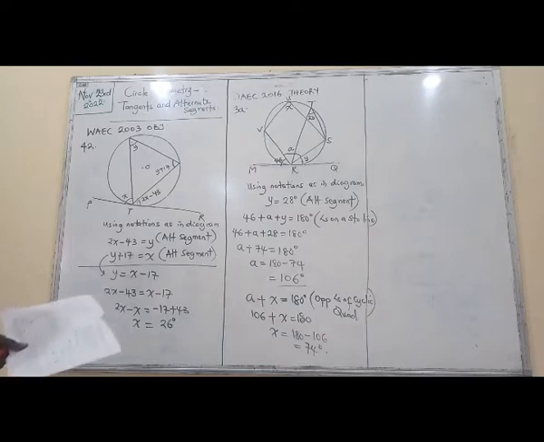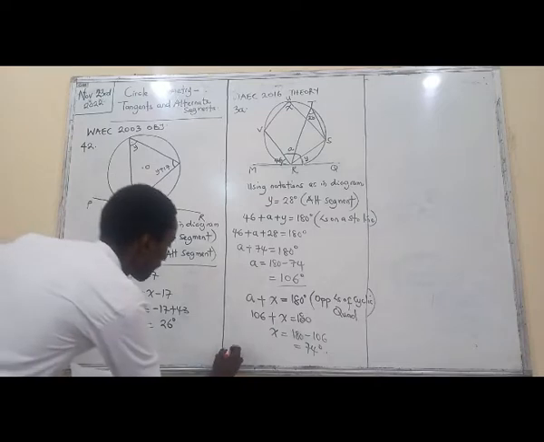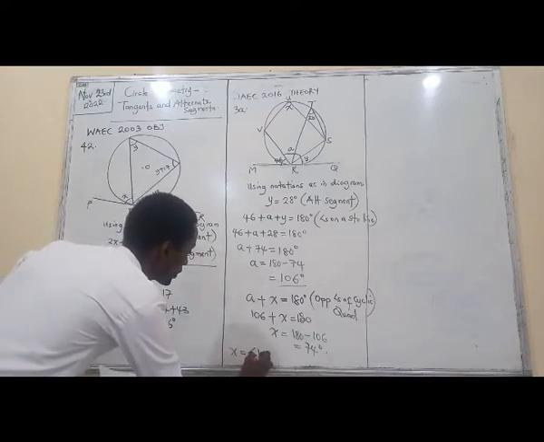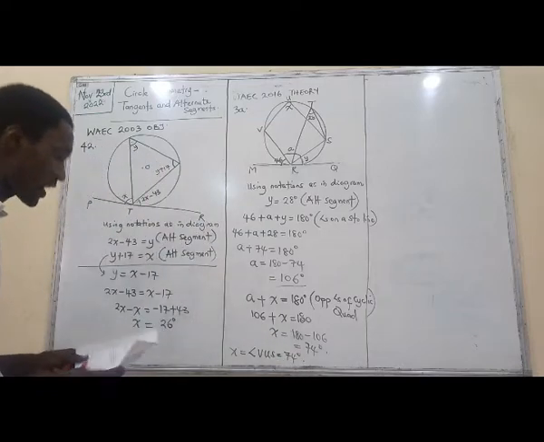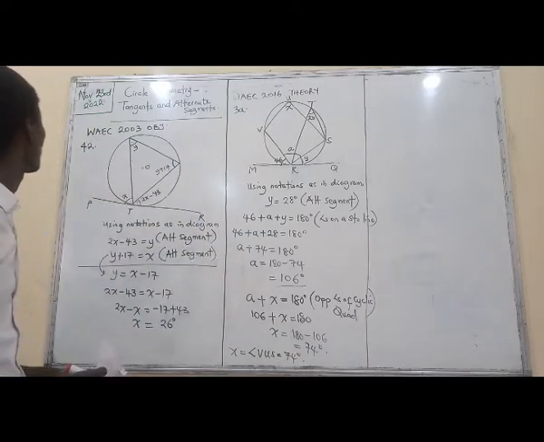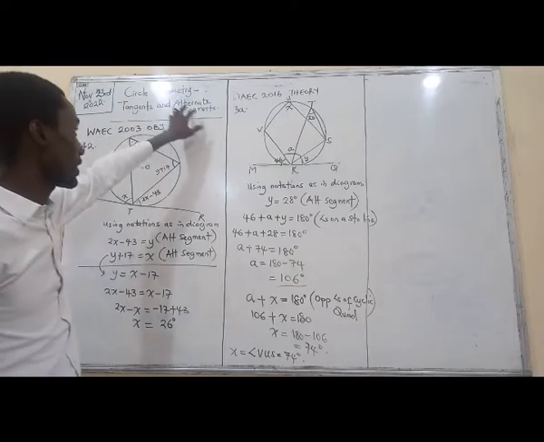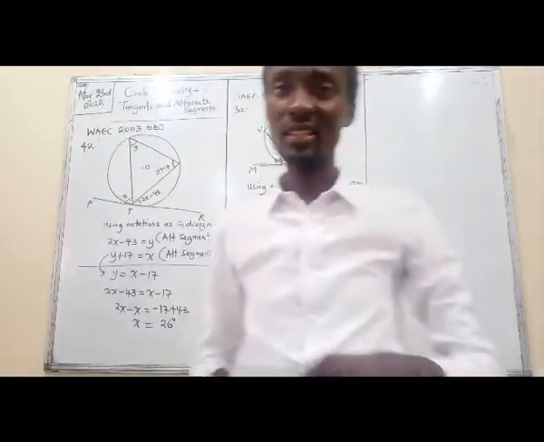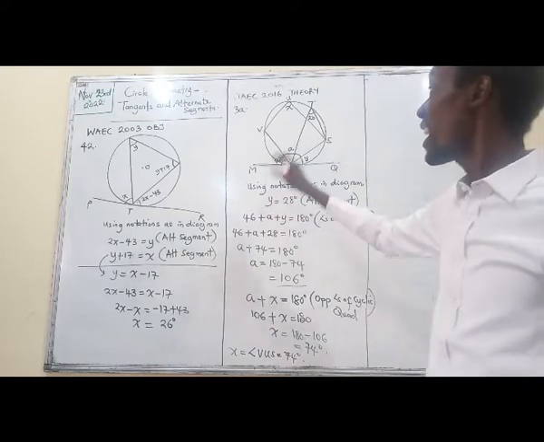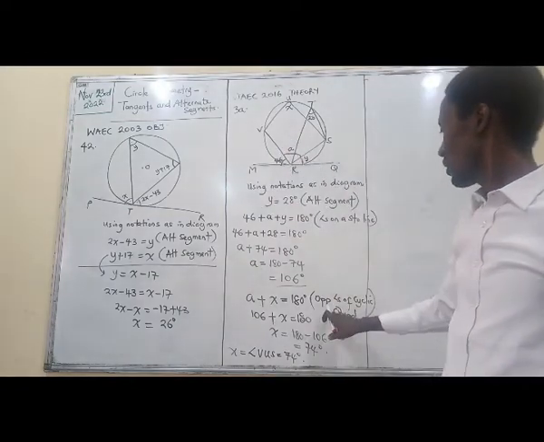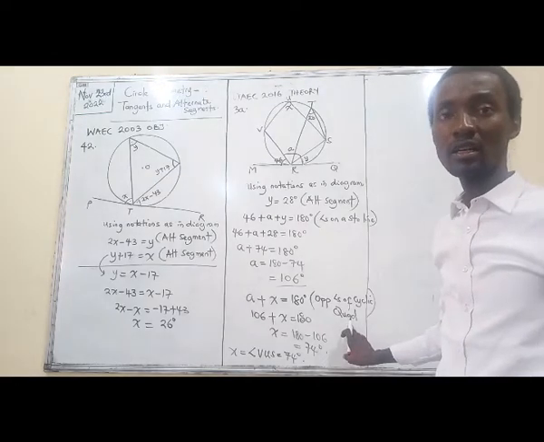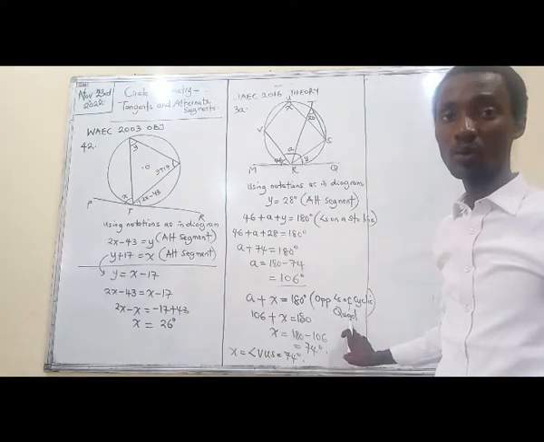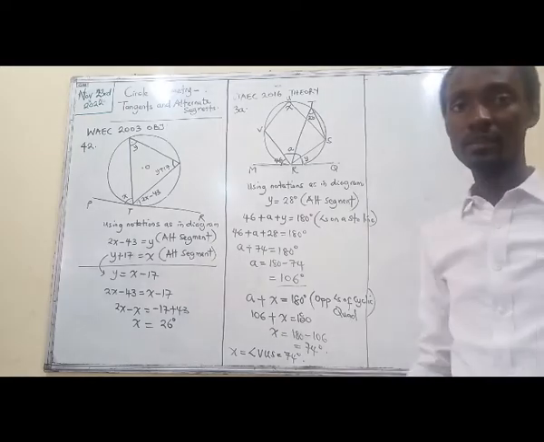But remember, you are not told to find A, in this case you are told X. So X is equal to angle VUS, and that is 74 degrees. So that solves that question under the matter of trying to handle tangents and alternate segments. But you'd have observed that even in handling that, we have delved into opposite angles of arcs, chords, and cyclic quadrilaterals. Alright?